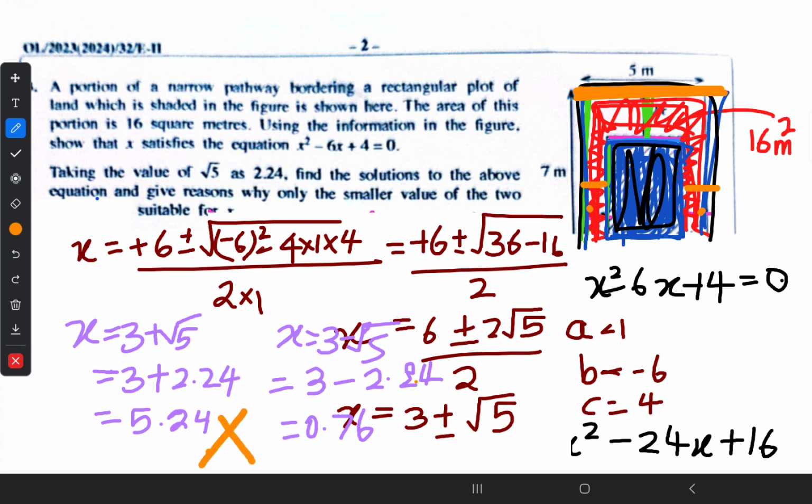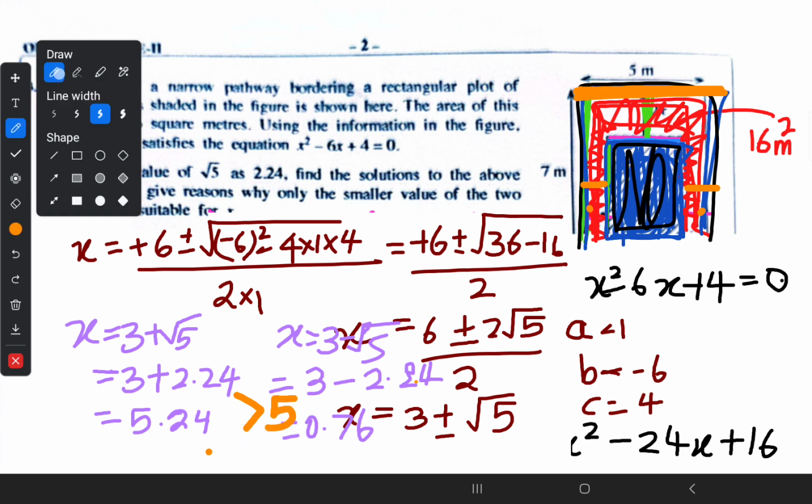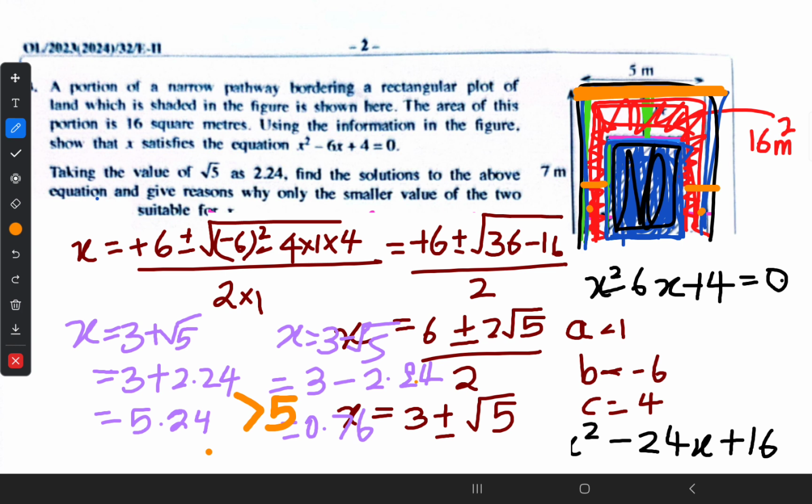Likewise, this is not suitable because 5.24 is greater than 5. It's not possible, and you should write the reason properly. The length of the exterior pathway was 5. Inside we have two x quantities. So 2x cannot exceed 5.